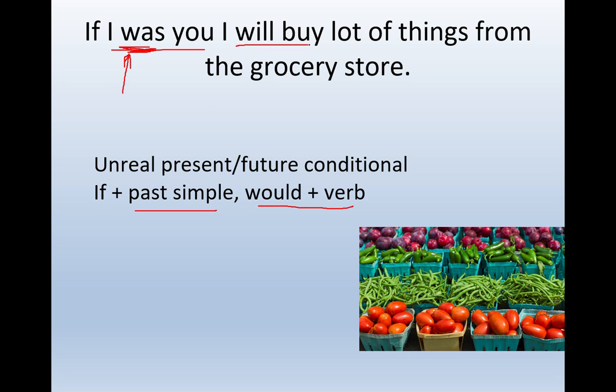And then in the second part of the sentence, I will use would instead of will. And of course, because I have if in the beginning, I'll have a comma. So it would be, if I were you, I would buy. That's how we would form that one.